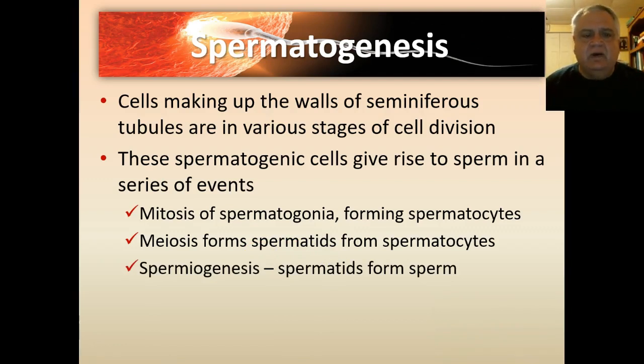The final set of events in the formation of sperm cells is called spermiogenesis. During spermiogenesis, these spermatids, you could think of them like kids. Kids are immature adults. Spermatids are immature sperm cells. During spermiogenesis, the immature sperm cells, the spermatids, will mature to become sperm cells.